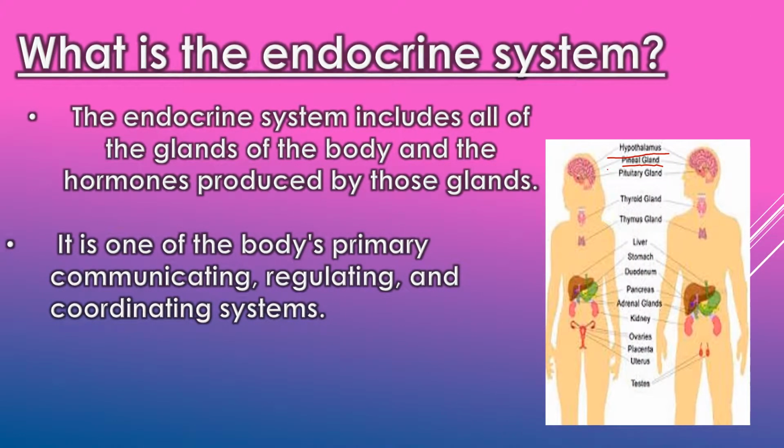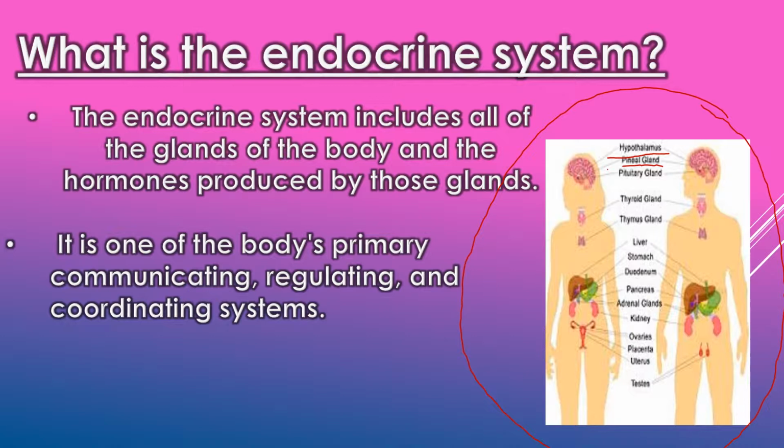First, we are going to answer the question, what is the endocrine system? The endocrine system includes all of the glands of the body and the hormones produced by those glands. It is one of the body's primary communicating, regulating, and coordinating systems. If you can see this image, it tells us what the endocrine system consists of in our body.